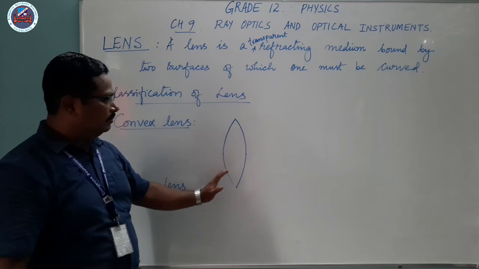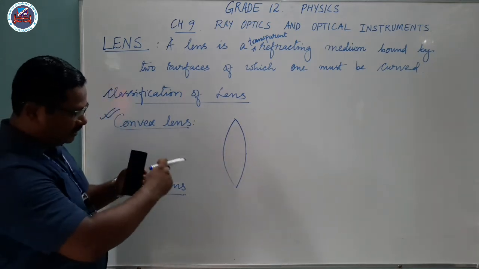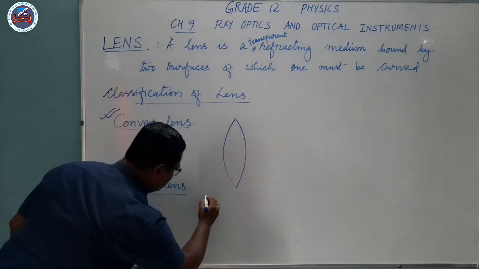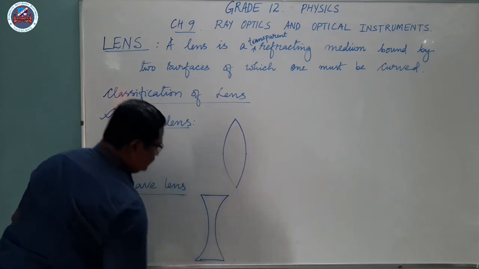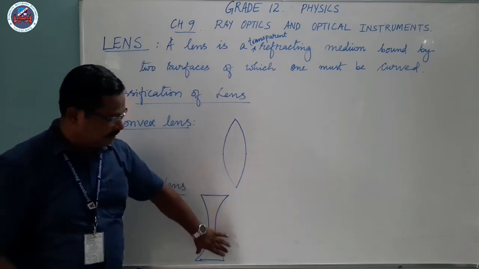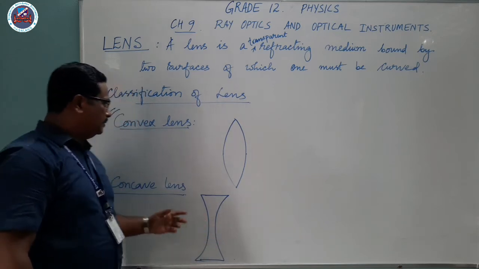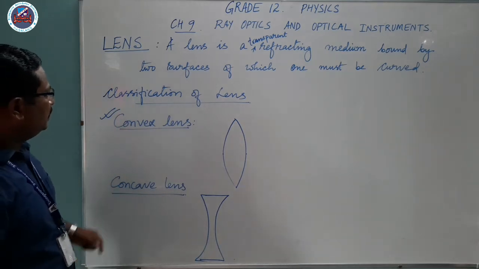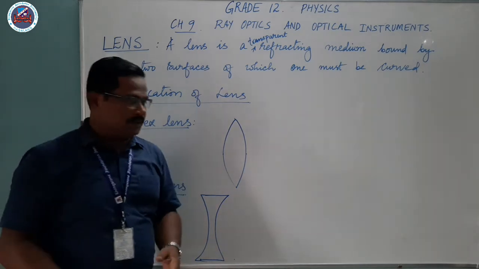This is the cross-sectional view. Likewise, concave lens also in actual practice is circular, but if you keep it like this, the cross-sectional view will appear this way. At the center it will be thin and at the edges it will be thick. If it is thick at the edges and thin at the center, then that lens we call a concave lens. Further classification, convex lenses are of three types.